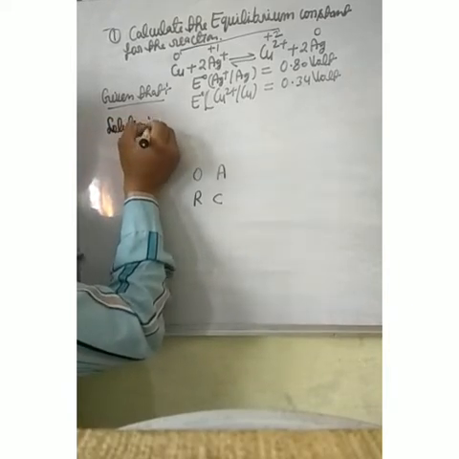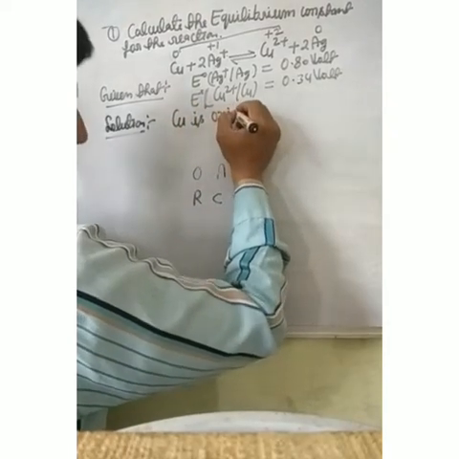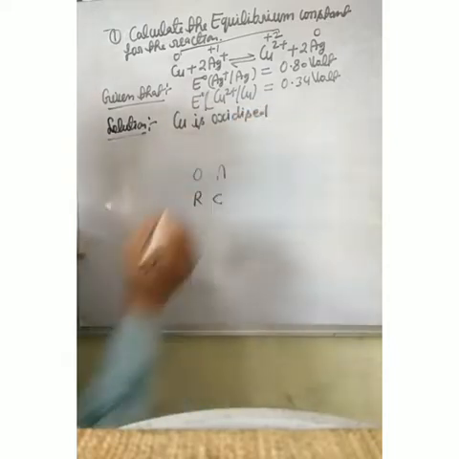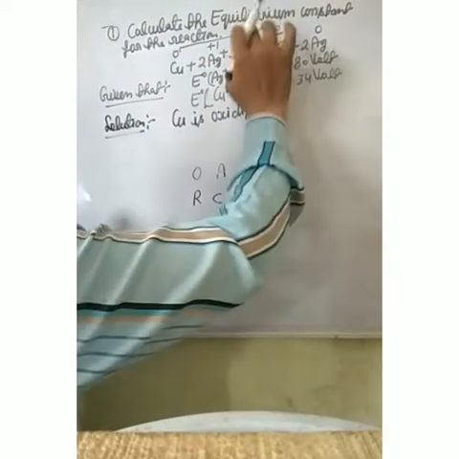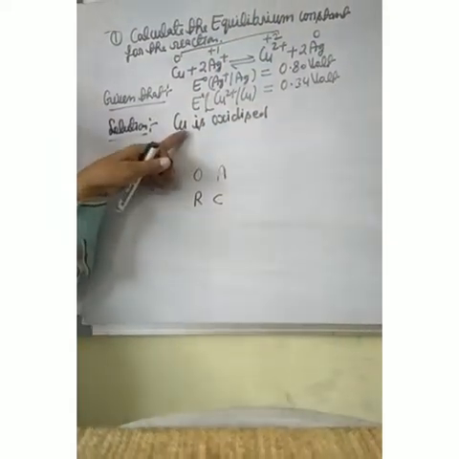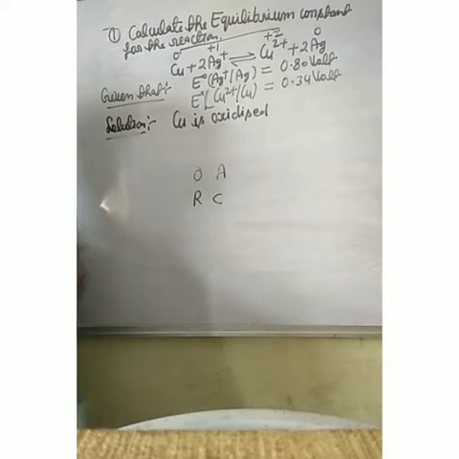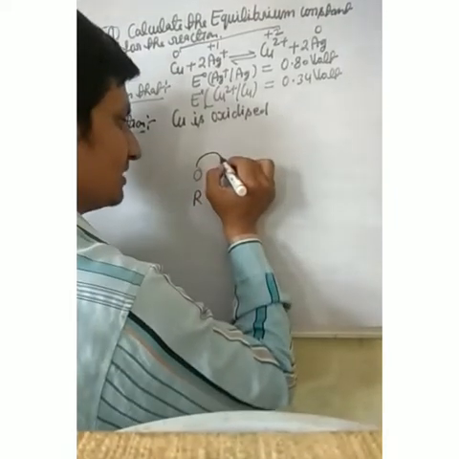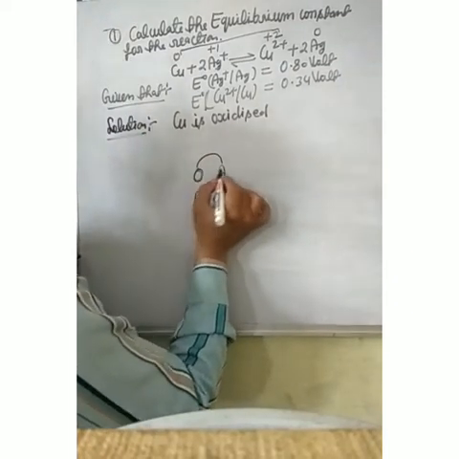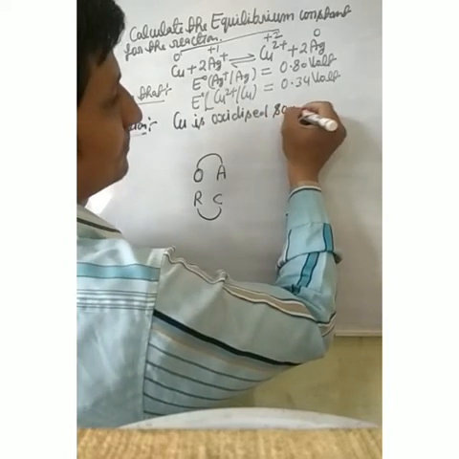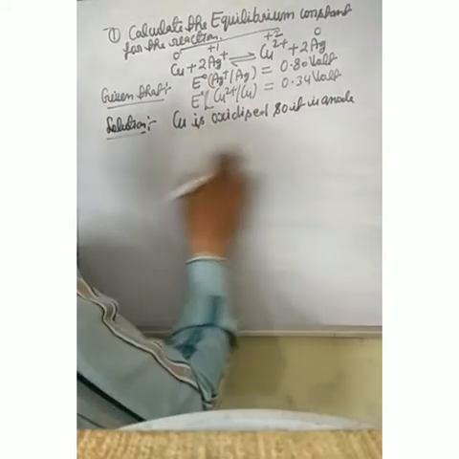So in this question, copper is oxidized. Why is copper oxidized? Because its oxidation number increases. A substance whose oxidation number increases is said to be oxidized, and copper is oxidized. You have to learn the funda OARC: O for oxidation takes place at the anode, R for reduction, C for cathode. Reduction takes place at the cathode. So copper is oxidized, so it is the anode.